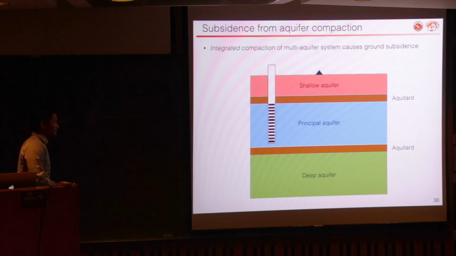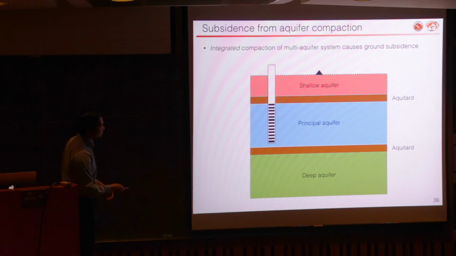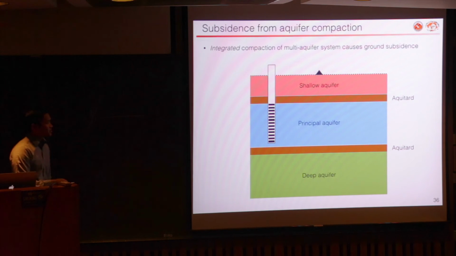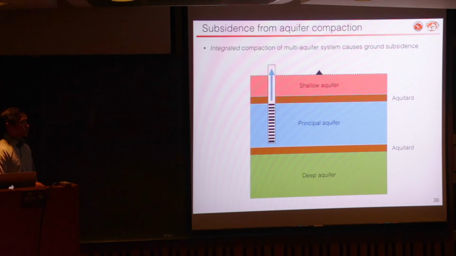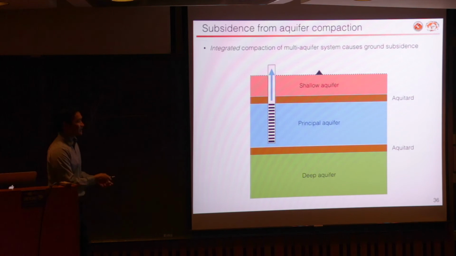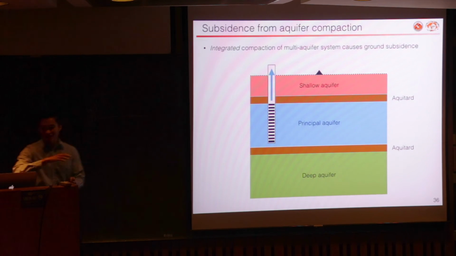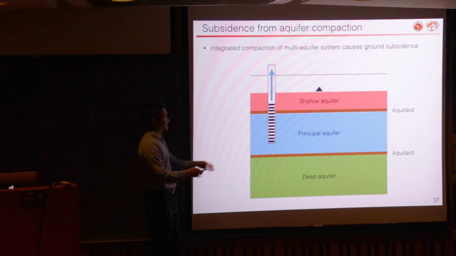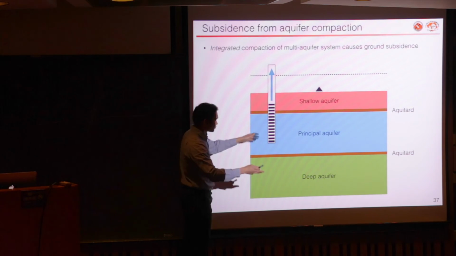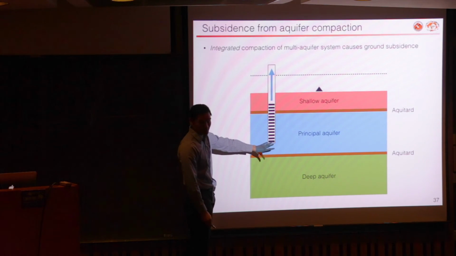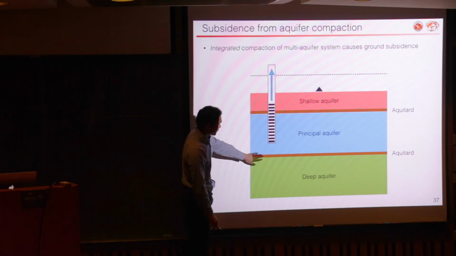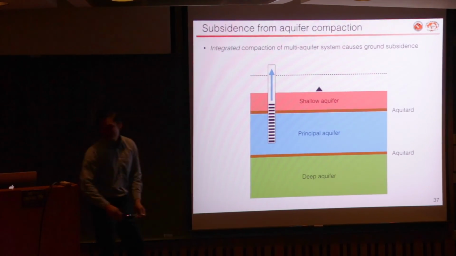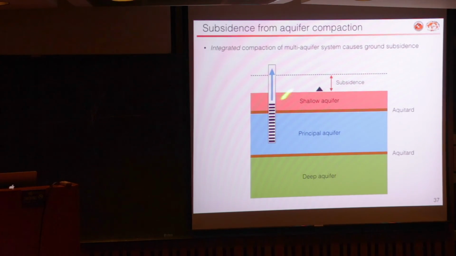So to show you that, let's say we have our shallow, principal, and deep aquifer, and we put in a production well here, and we're going to pump from the principal aquifer. And as we pump water out of the principal aquifer, we reduce the pore pressure, so we increase the effective stress on the sand and the gravel here, on the matrix, and so that causes it to compact. And then what happens is that all these layers compact because water will flow due to pressure gradients. Water will flow to the well, and so you get compaction of all the layers. And so the integrated compaction is what you measure as ground subsidence.